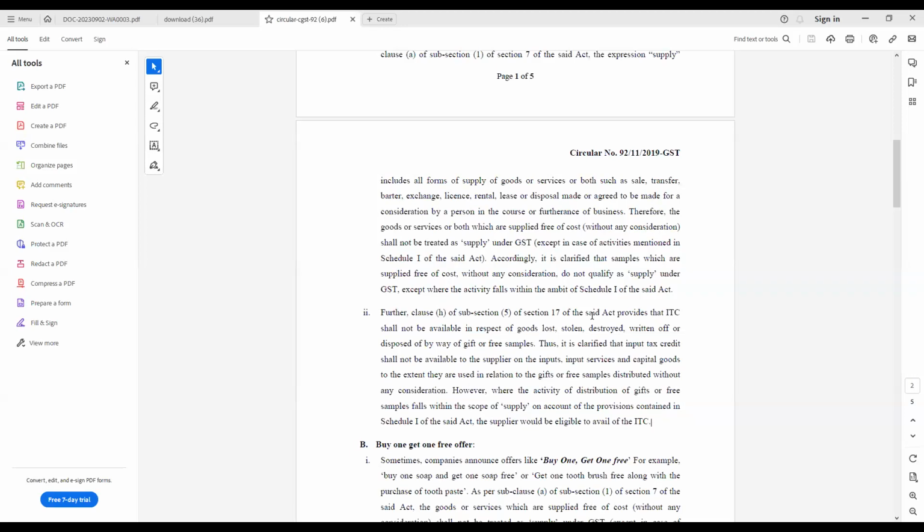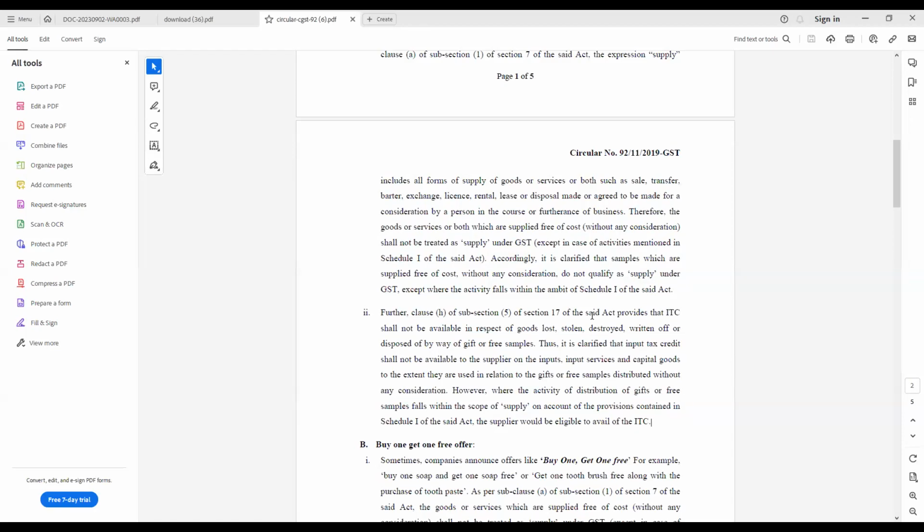If you read 17(5)(h), you won't be able to find this particular phrase "in relation to". Correct. But in a circular they have given it. So a circular is not the law. No, they are just clarifying it. So I think we need not apply the rule of interpretation over here. What is your view, Arpit?